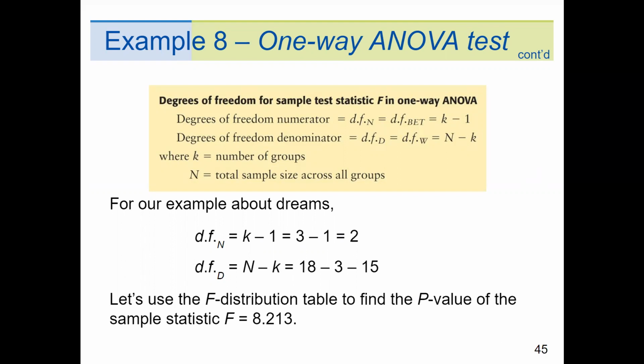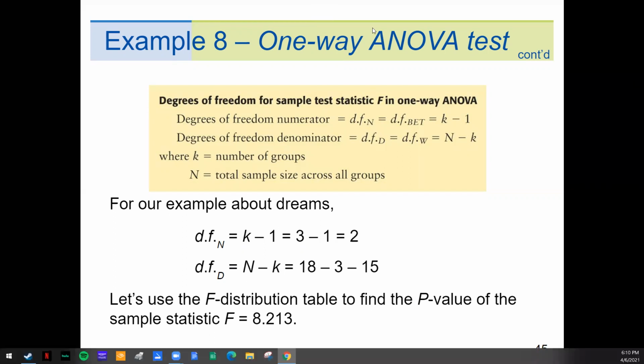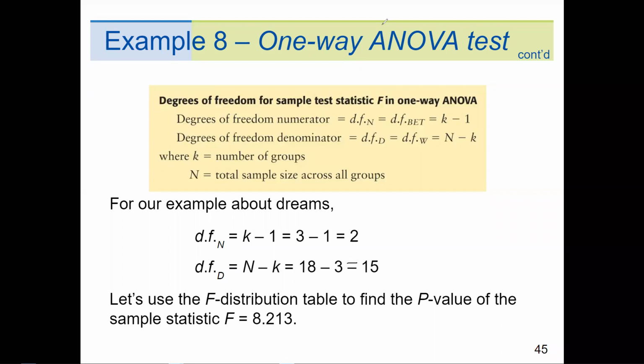For our example about dreams, the degrees of freedom for the numerator is 3 minus 1, which is 2. The degrees of freedom for the denominator is 18 minus 3, which is 15. Sorry, guys, that should look like this.